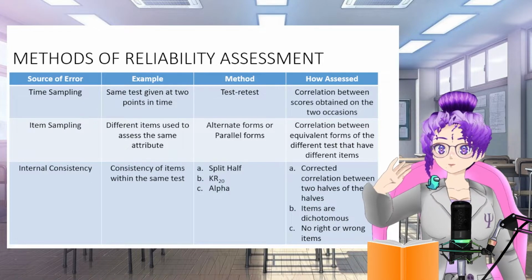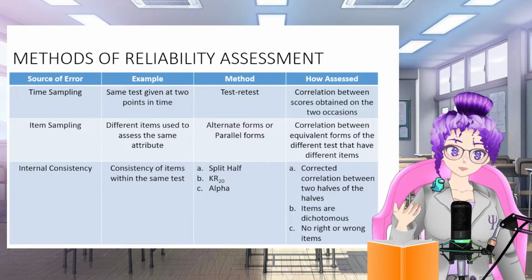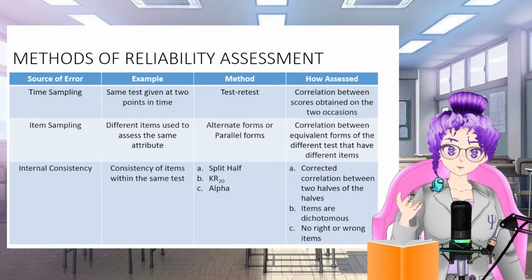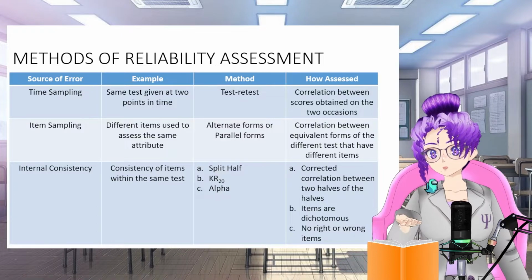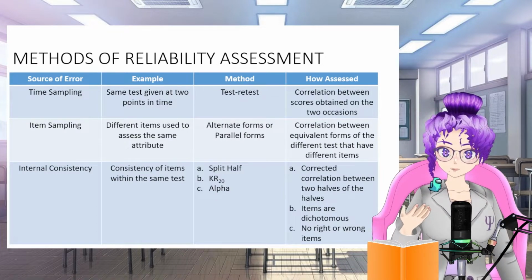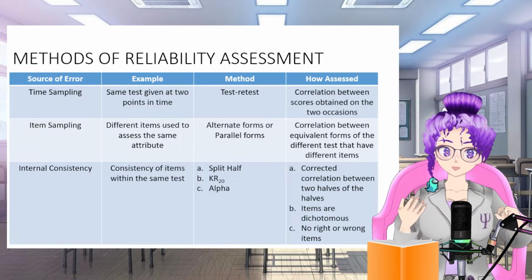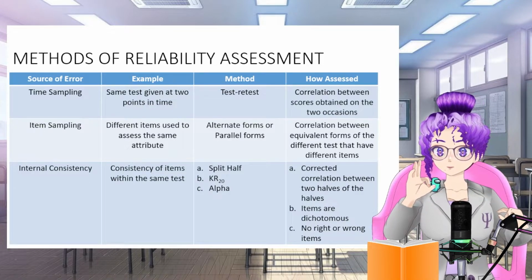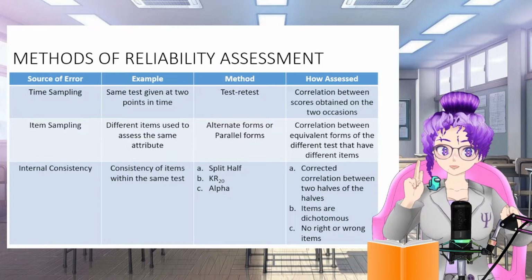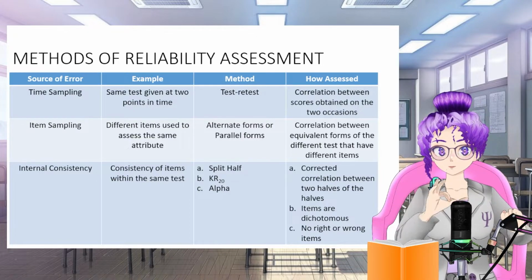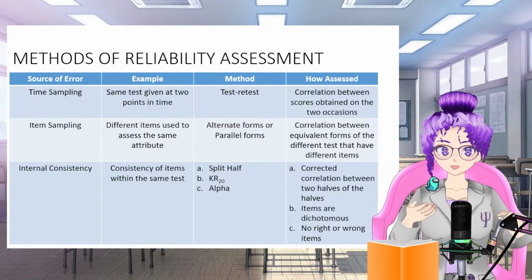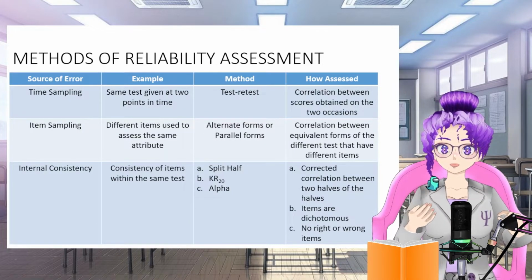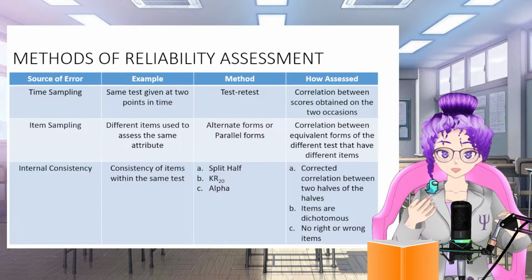Okay? Next is internal consistency. So you're looking into how homogeneous or heterogeneous the items in the test are. There are three ways to assess it: split half, KR20, and coefficient alpha. In the split half, you get the correlation and then you correct the correlation between two halves using the Spearman-Brown formula.